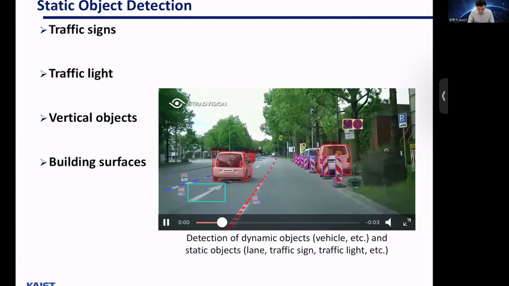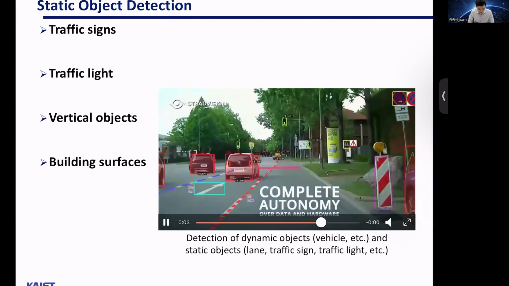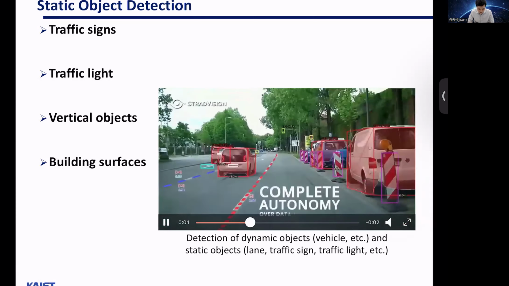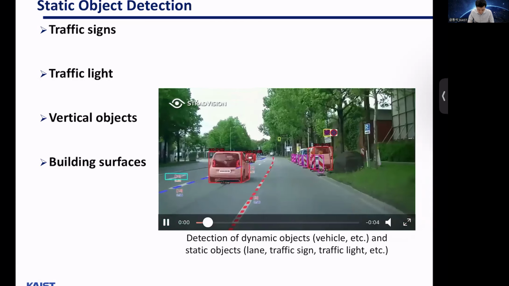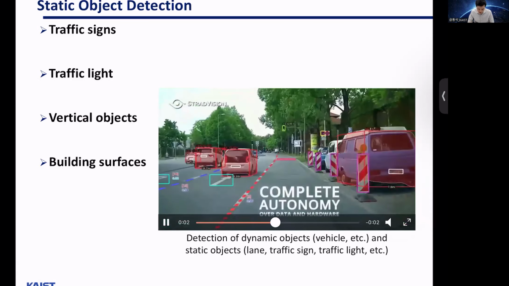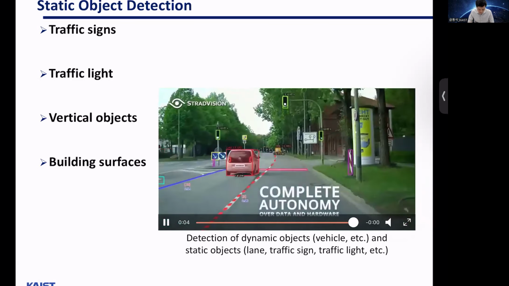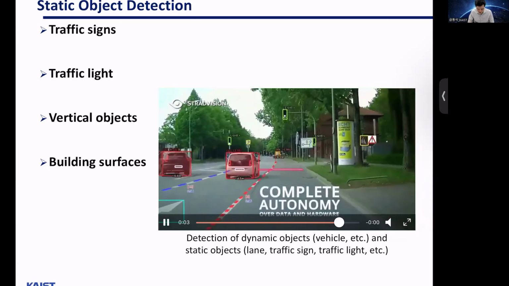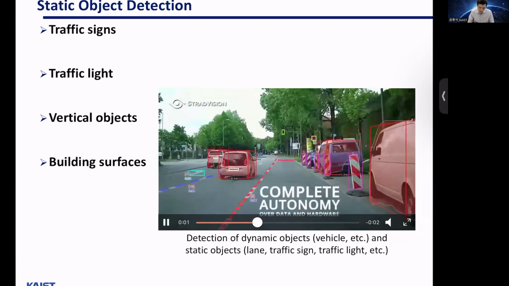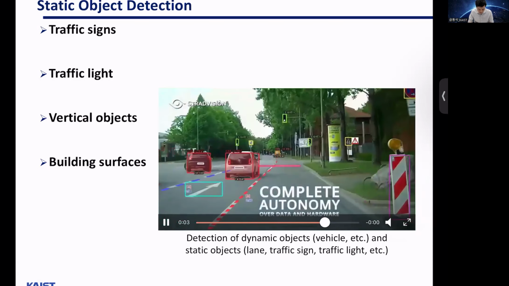And then we have static object detection. As you can see in this example, there are traffic signs, traffic lights, vertical objects, building surfaces. But not all of them are obtained here. So this is an example of what you would need to detect.